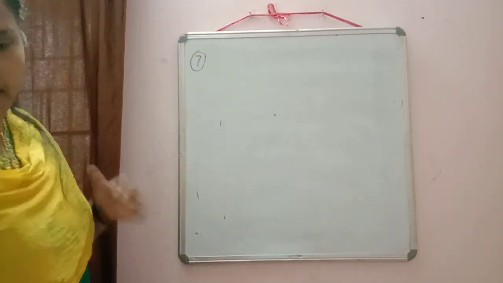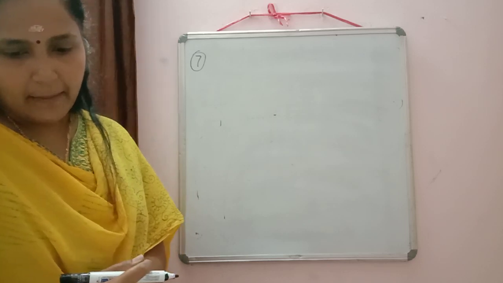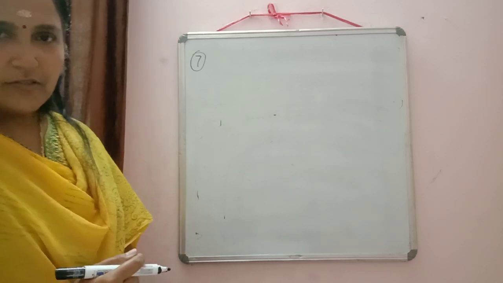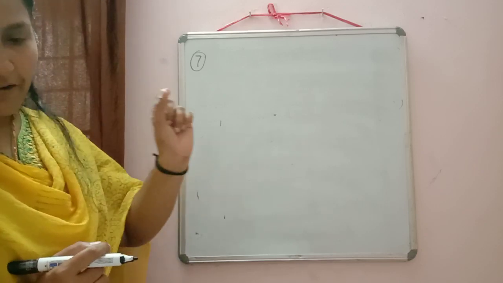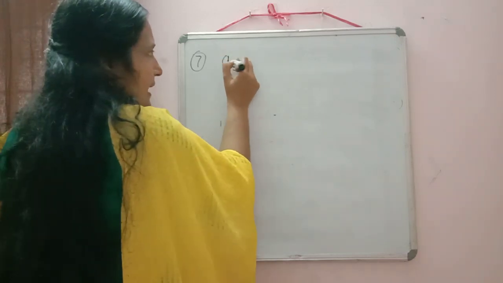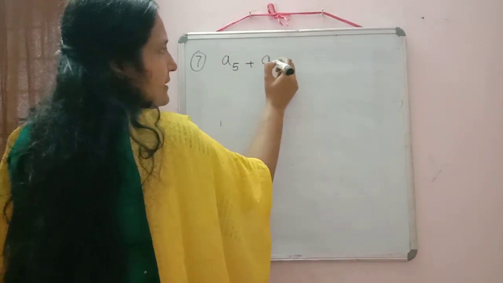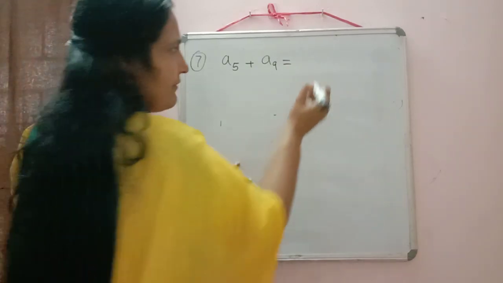Question number 7: the sum of 5th and 9th term of an AP is 72. So directly we are going to write what is given in the question. Sum of 5th and 9th term. 5th term meaning that is A5 plus 9th term A9 is equal to, how much it was given? 72.